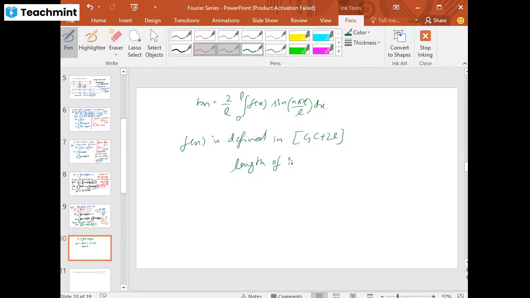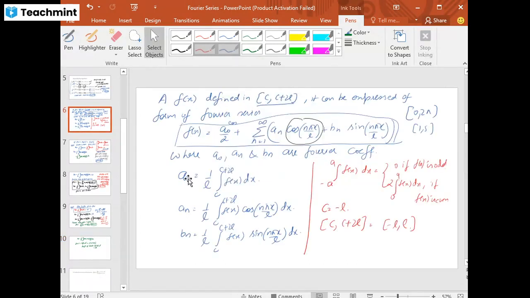The length of the interval is upper limit c plus 2L minus lower limit, that is c. So c and c cancel out, so its value is 2L. So we simply compare the length of the interval with 2L, and from there we can get the value of L. This is the value of L which we are using in the formula of a naught, an and bn.